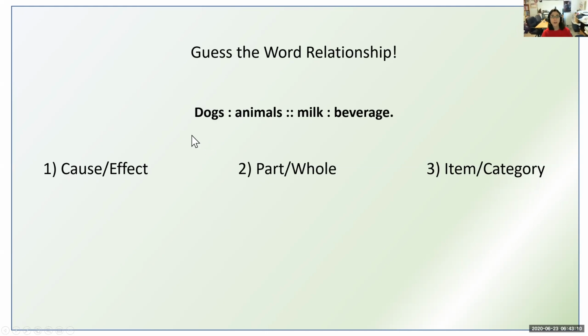Okay, so our analogy is dogs are to animals just as milk is to a beverage. So, do you think this is a cause-effect relationship, a part-whole relationship, or an item category relationship? I'm going to model this first one. This one is going to be an item category relationship, and the reason for that is because dogs fall under the larger category of animals, just as milk falls under the larger category of a beverage. So that's why this one is item category.